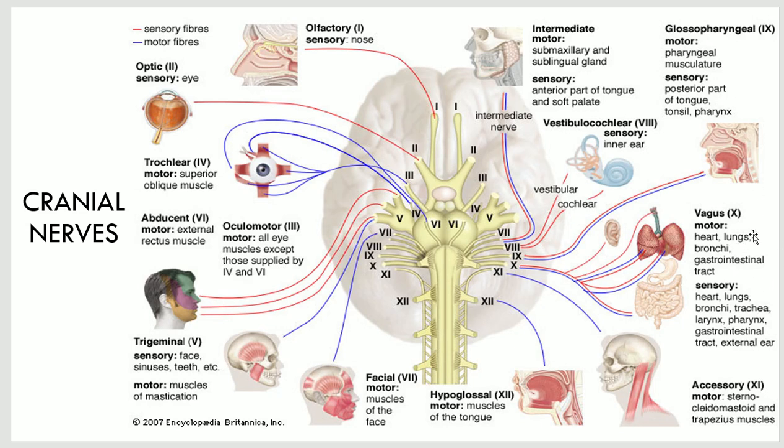All right, our vagus nerve, number 10. So this one's motor and sensory. Another one that's both. Vagus nerve, number 10. Motor to heart, lungs, and digestive tract or gastrointestinal tract. And it's sensory from the heart, lungs, bronchi, trachea, larynx, pharynx, external ear, GI tract. And vagus is both motor and sensory.